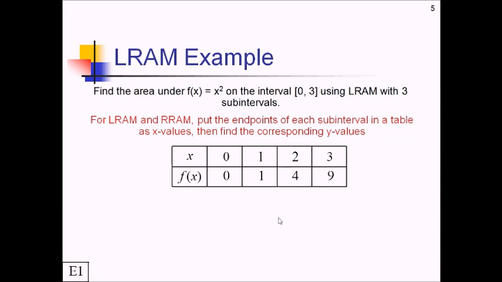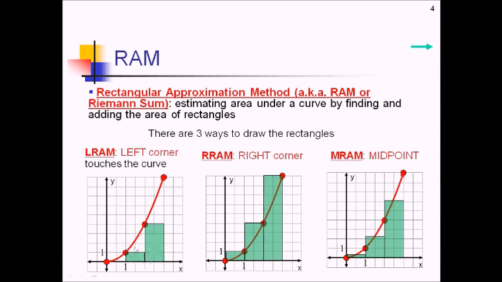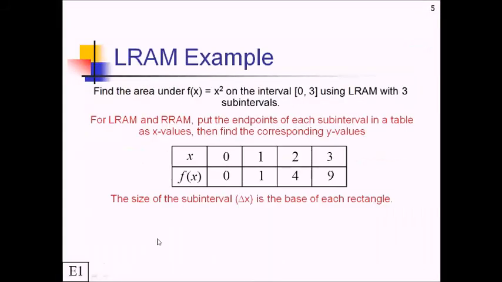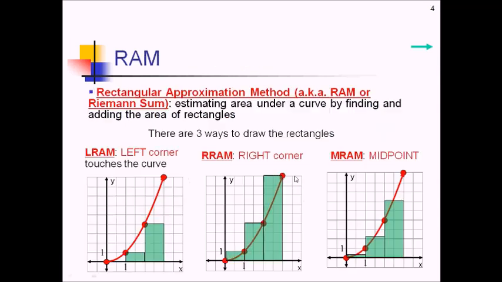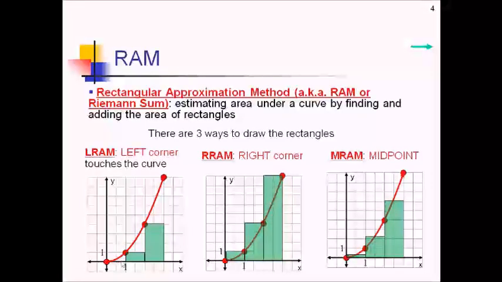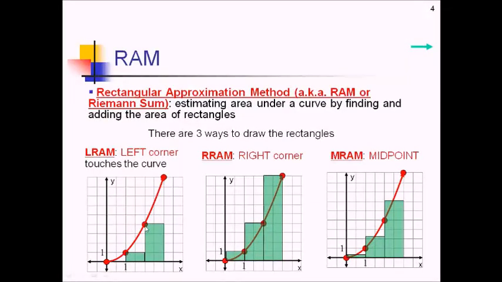In terms of your actual rectangles that we're going to add together, the size of the subinterval, the change in x, that is the base of each rectangle. And you see here they each have a base of 1: 0 to 1, 1 to 2, 2 to 3. Again, we are just looking at these rectangles in this picture over here. So going back to our math now, for LRAM, we're using the left endpoint's y value for the rectangle's height. So those are going to be the heights 0, 1, and 4. Again, looking at that picture, we have a height of 0 for this first rectangle, 1 for the second, and 4 for the third one.